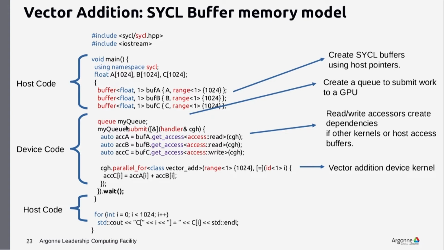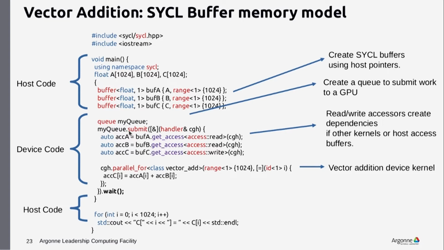One important thing here is the queue. There are two modes for the queue to create. One is the in-order queue, where you have FIFO, first in, first out, similar to CUDA streams. But the default mode in SYCL is out of order, which means whatever you put in the queue, it will just start running, and that might be problematic.